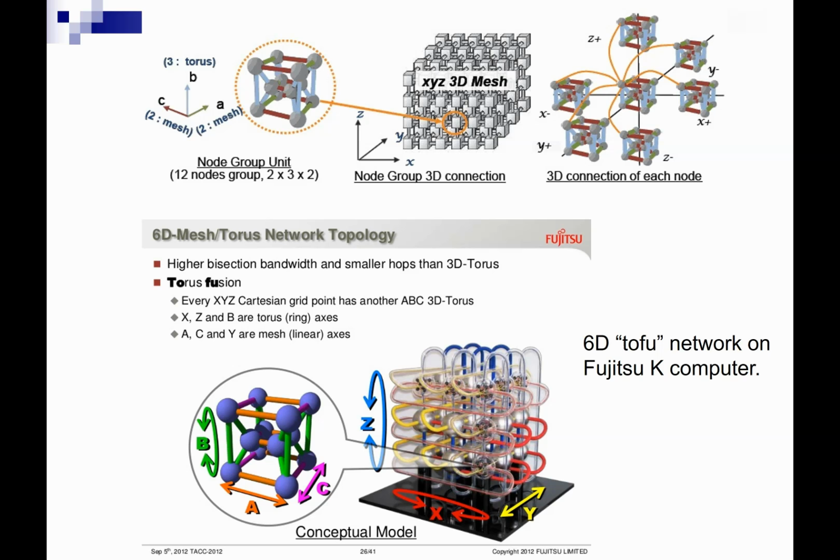So we can even take this mesh concept farther. There is this computer built by Fujitsu called the K computer, and what they have is this network called the TOFU network. This actually stands for Torus Fusion. This is basically a 6D grid.